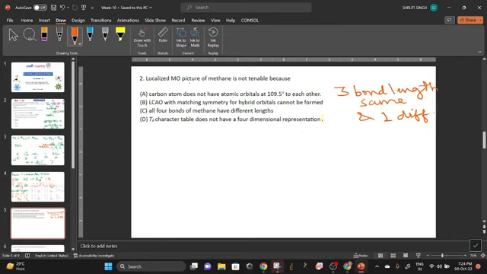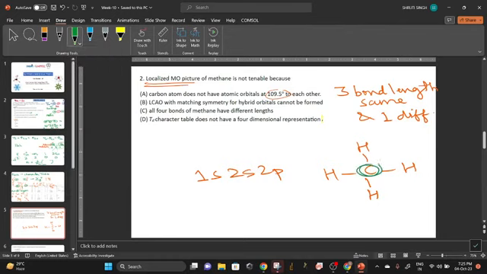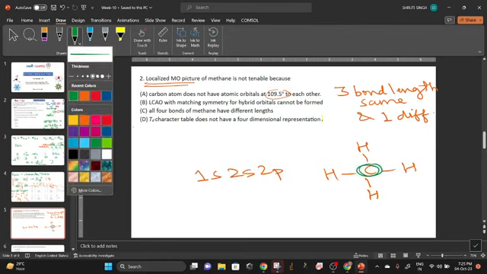So this localized MO theory does not hold, because first of all the carbon does not have atomic orbitals of the right kind. If this is carbon, what atomic orbitals does it have? 1s, 2s, 2p. So if we have to make CH4, the bond angle in CH4 is 109.5 degrees. But among these atomic orbitals, 1s is spherical, so it will be something like this.